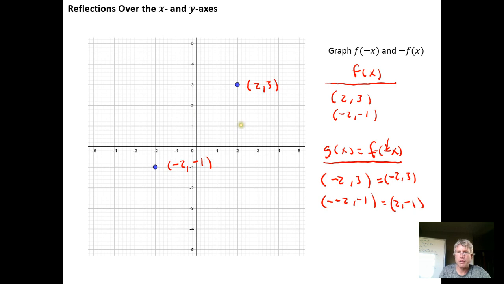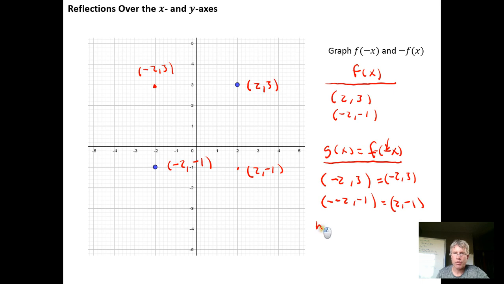And if we plot those points, plot the point (-2, 3) and the point (2, -1), what we see is that this point is just this one reflected over the y-axis, and this point is just this point reflected over the y-axis. So putting the negation on the input variable reflected our function over the y-axis.